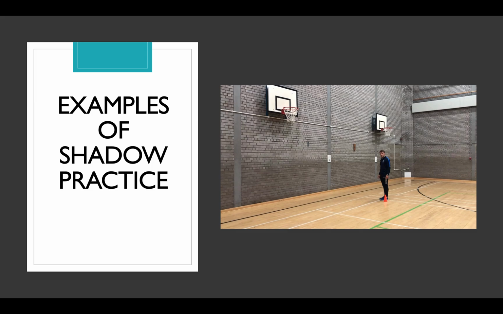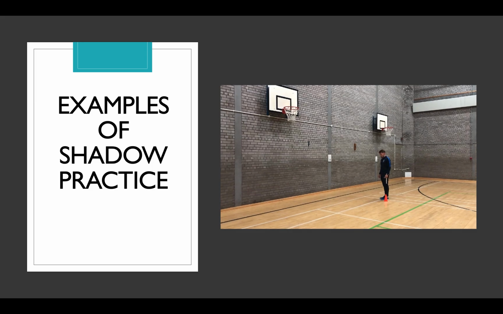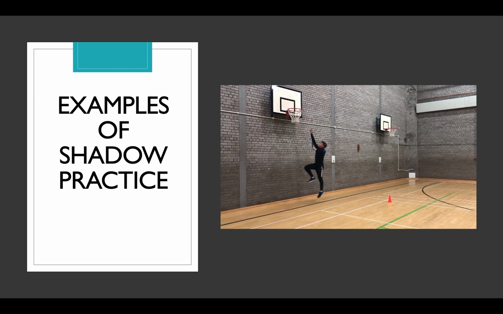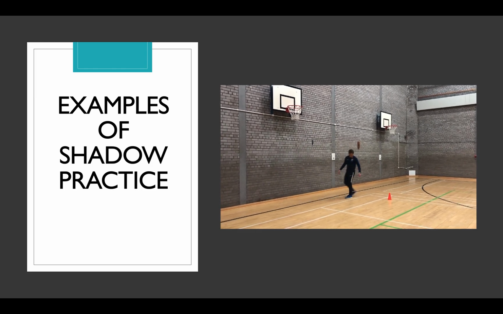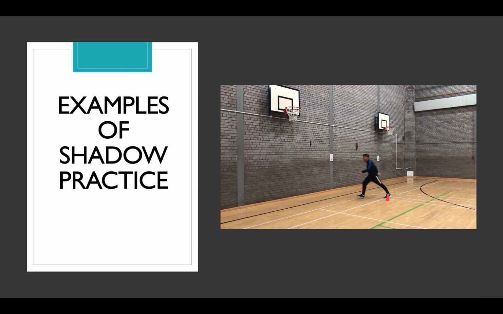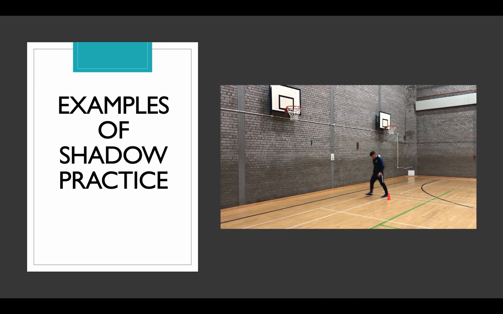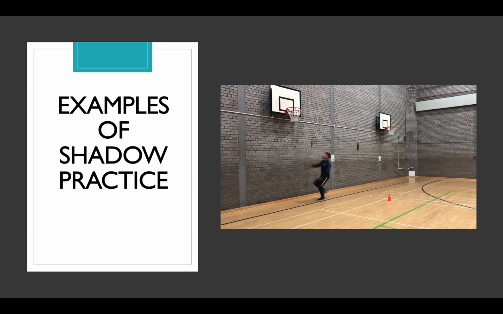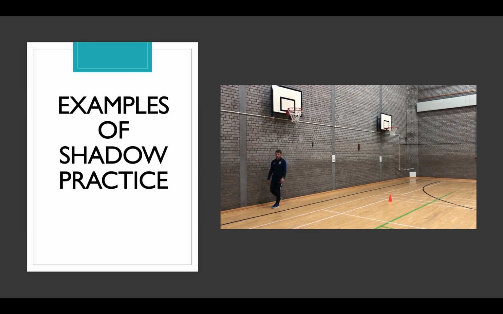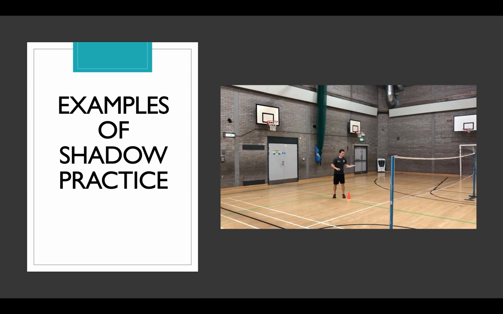Here is an example of shadow practice from basketball. Here you can see the performer practicing the steps of the layup and then jumping towards the basket. They will repeat this action over and over to get the feel of the action. So they step onto their right foot, their left foot, and they jump towards the basket. And they will repeat this motion like they would when they have a ball in their hands.